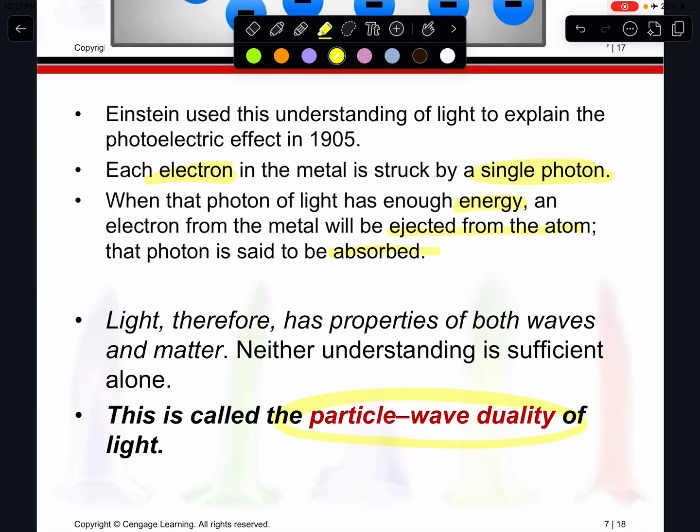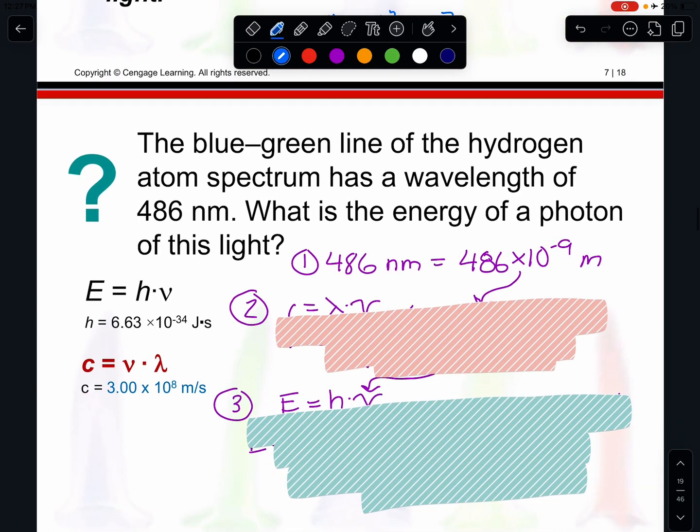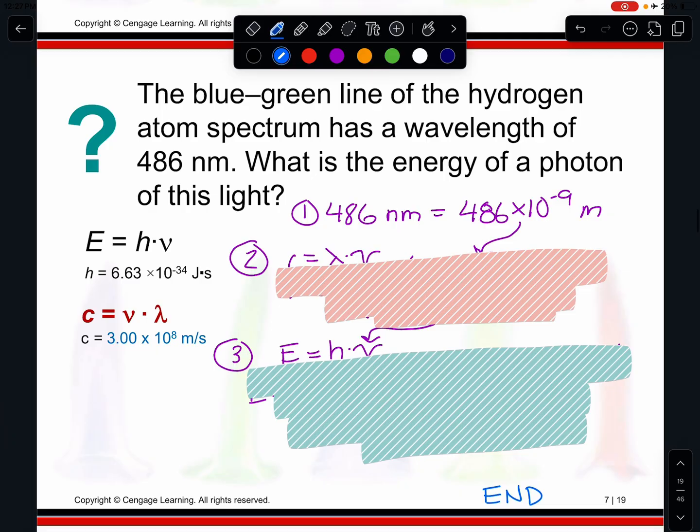Now, because of this experiment and these results came this really large concept in chem called particle-wave duality, and that basically is when, as I described before, the wave moves in an oscillating, wave-like fashion, but also is made up of particles.